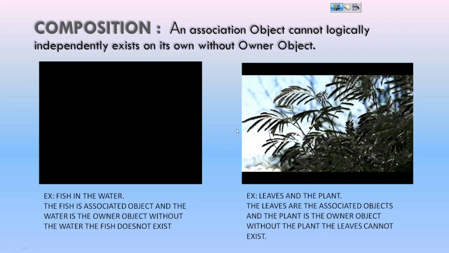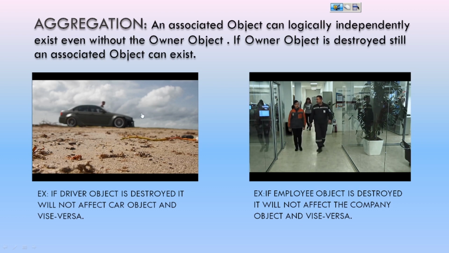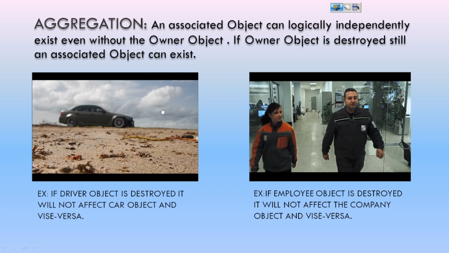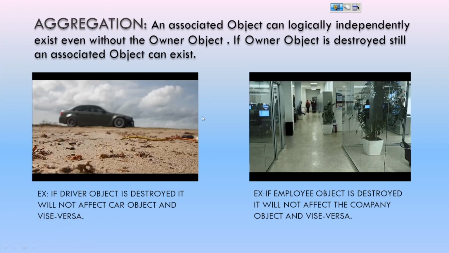So the next content is aggregation. So what is aggregation? Aggregation is a special form of association wherein an associated object can logically independently exist even without the owner object. If the owner gets destroyed, still an associated object can exist. If you see, this is also called as the weak relationship. You see in this video over here, the first one, there's a driver and the car, and in the second video there are certain employees in the office.